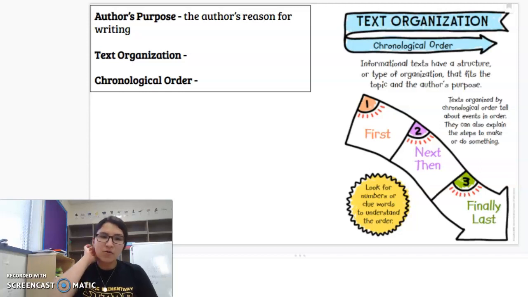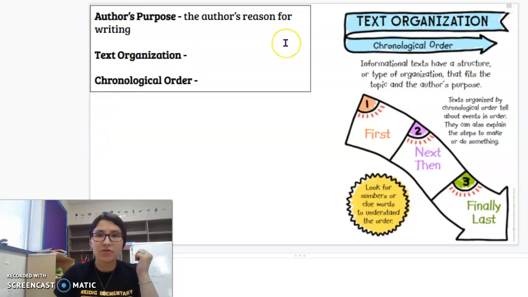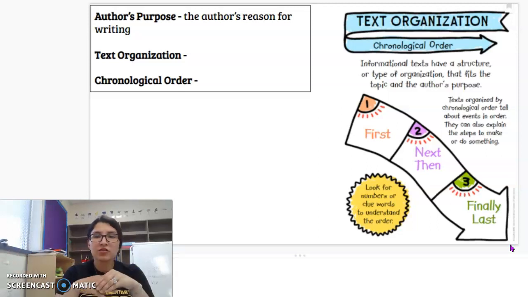Hi there, for today's video we are going to be going over text organization. Go ahead and say that word with me. Text organization. Good. So text organization is how a story or a text, magazine, whatever that may be, a paper, is organized. Okay? So there's different ways to organize books.